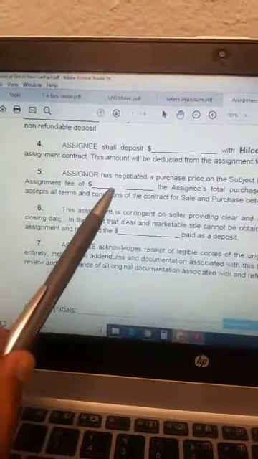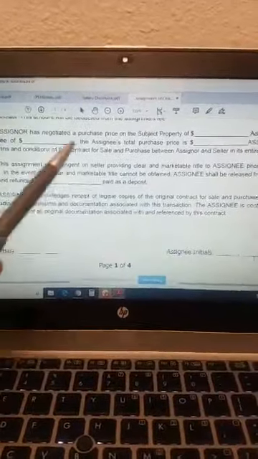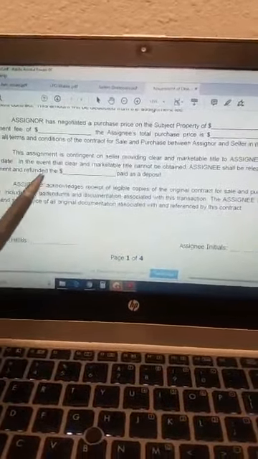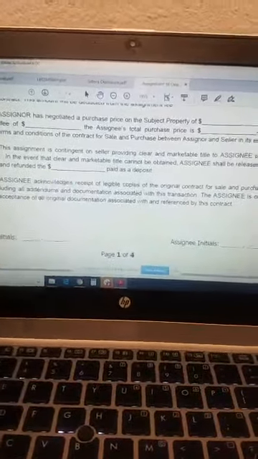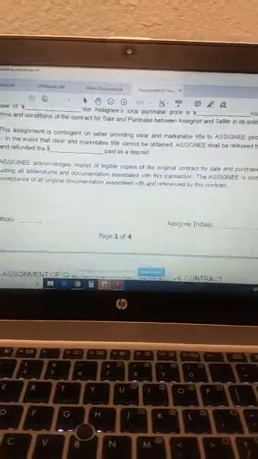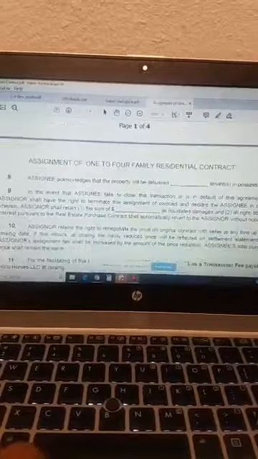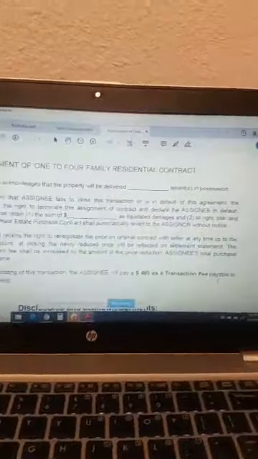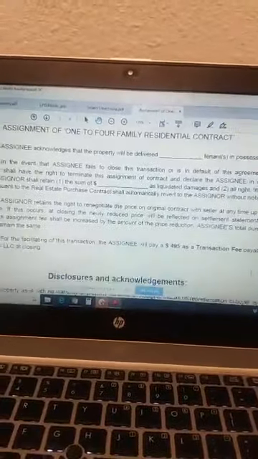Copy? Okay. This assignment is conditioned on a clean title. So if for whatever reason the title is not clean and they can't close, whatever you put down here as a deposit, you'll get that money back. And so there is no risk for you if the title is not clean. Okay, number 8, the property will be delivered vacant or with tenants, so that would go there.